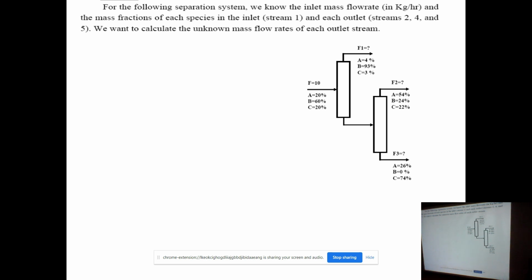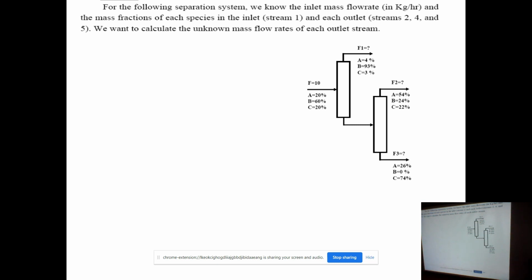For the following separation system, we know the inlet mass flow rate in kg per hour and the mass fraction of each species in the inlet stream 1 and each outlet stream 2, 4 and 5. We want to calculate the unknown mass flow rates of each outlet stream. So the inlet stream flow rate F is equal to 10. There are three components A, B, C. The mass fractions I have given are 20%, 60%, 20%.